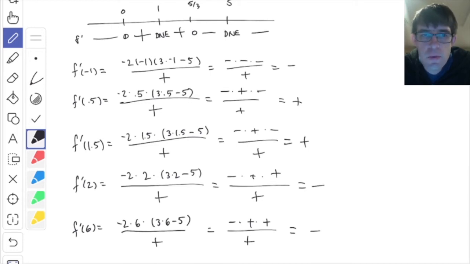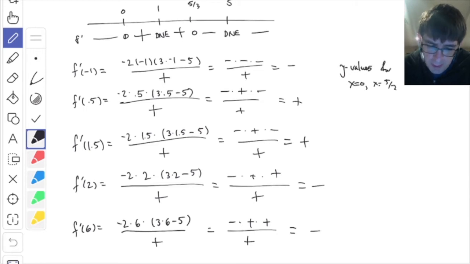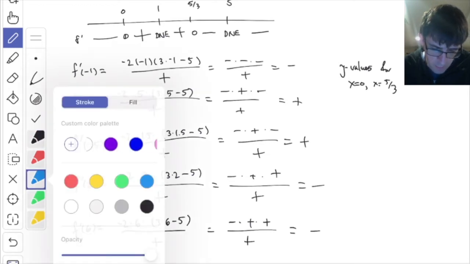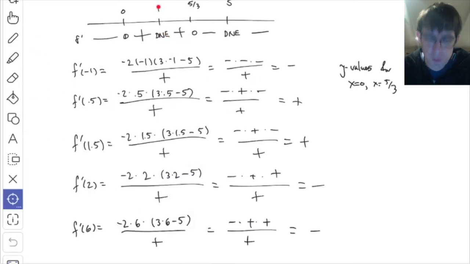Almost ready to draw the graph. The only thing that remains is we need to find y values for the critical numbers, which I intend to put on the graph. Those would be these ones where it's 0. So y values for x equals 0 and x equals 5/3. I'm not trying to find a y value for these DNEs because those ones are right on the asymptotes. So there is no y value for those ones. But the other two, there should be y values, which we can find and plot on the graph.